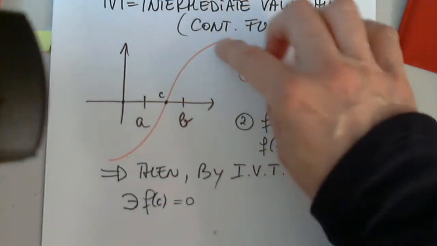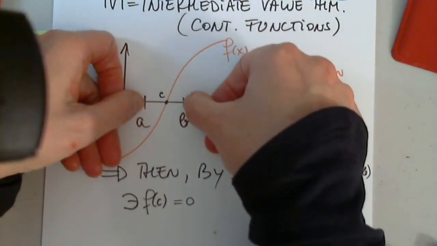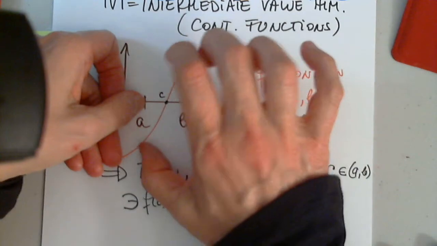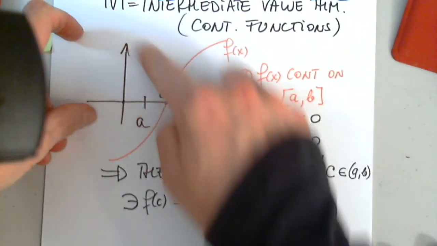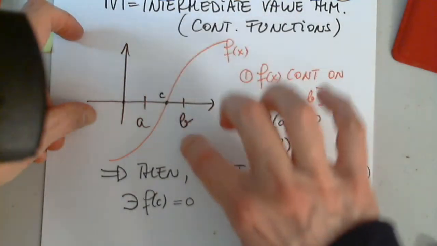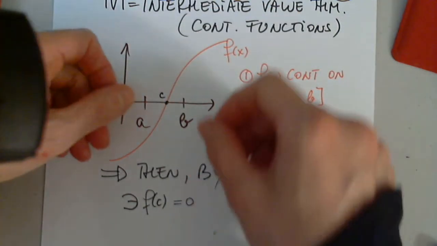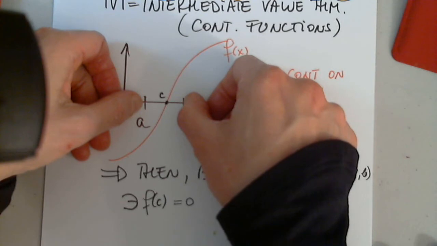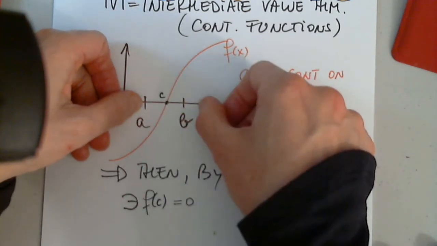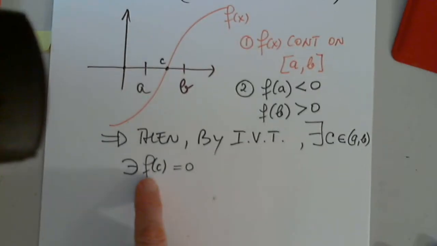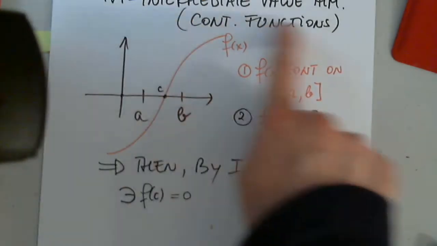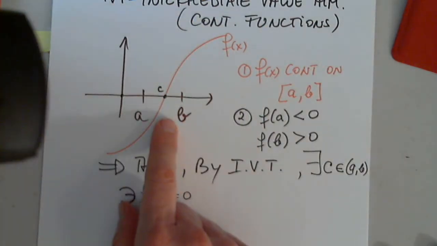If a function is continuous on an interval and it changes sign, either from negative to positive or from positive to negative, it must cross the x-axis somewhere between a and b. By crossing the x-axis, we mean an intercept or a 0, or f of c equals 0. Very powerful, but only for continuous functions.